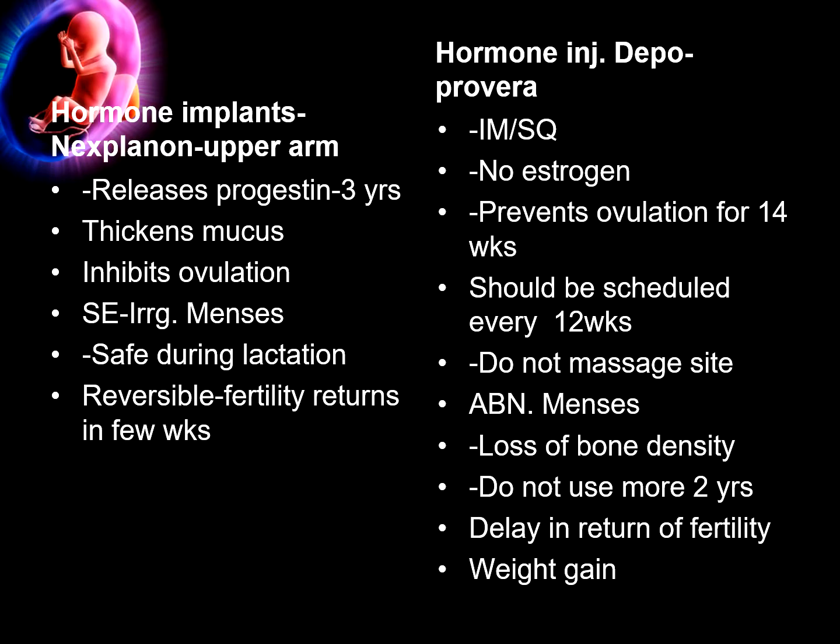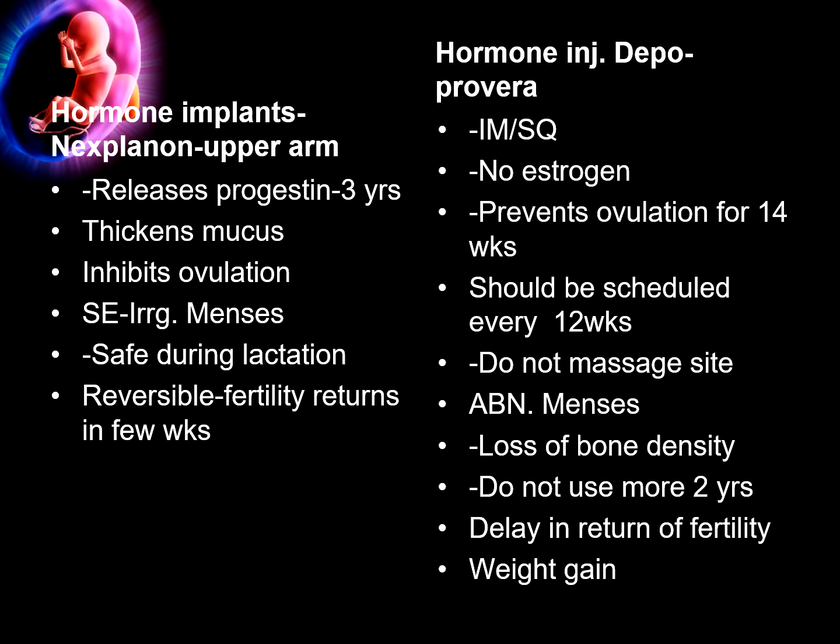And then you have the hormone injection, Depo-Provera. It is given intramuscularly or subcutaneously. It includes no estrogen. It prevents ovulation for 14 weeks, but it should be scheduled every 12 weeks. After the injection, the nurse should not massage the site because that would increase the absorption, and this is meant to be absorbed slowly for 14 weeks.